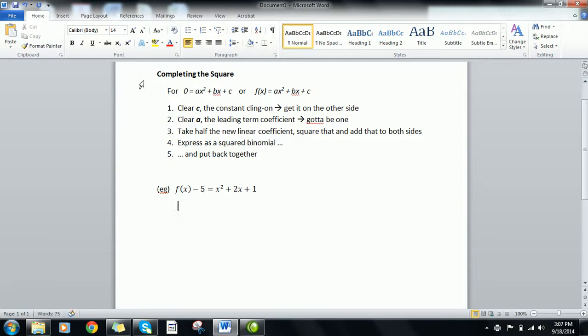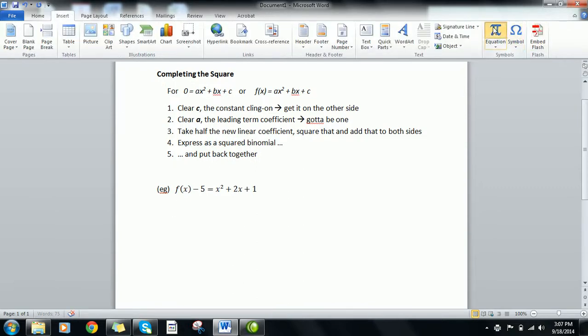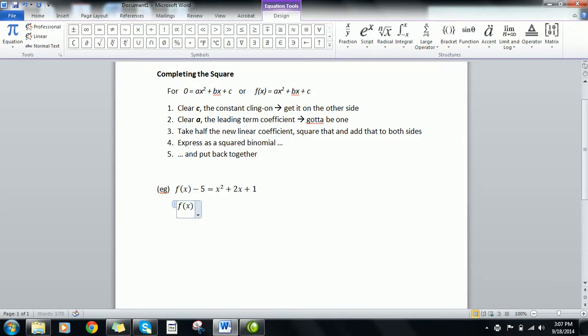And so if I rewrite, on the left I get f of x, or y, minus 5 equals, and then on the right I get the quantity x plus 1 squared. And I want that to be squared, right? Okay, that was my goal. Now I've expressed it as a square binomial. And now if I want to, I can manipulate it further. I can add 5 to both sides, basically putting that number back here.